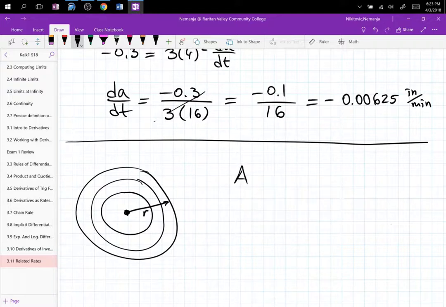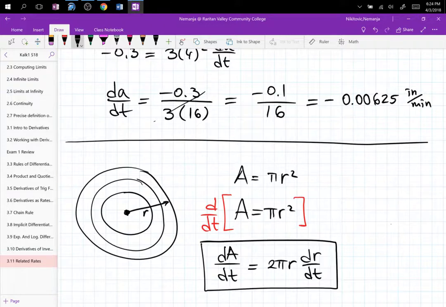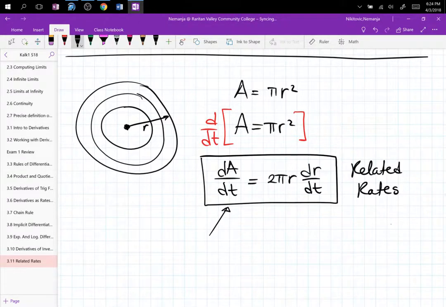So now I will start with the area, pi r squared. This is the formula for the area of the circle. And then I am going to hit that formula with the time derivative, because I want to study and understand how this thing evolves in time. So now what I get is dA/dt is 2 pi r dr/dt. And there is my related rates formula. This related rates formula relates what? Change of area in time and change of radius in time.